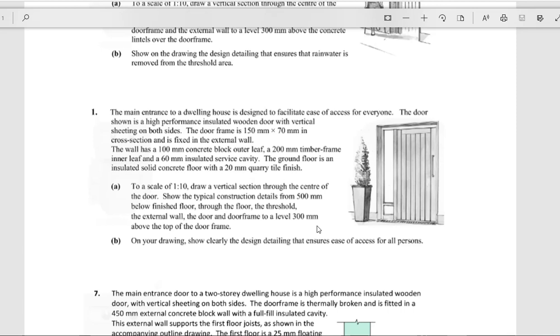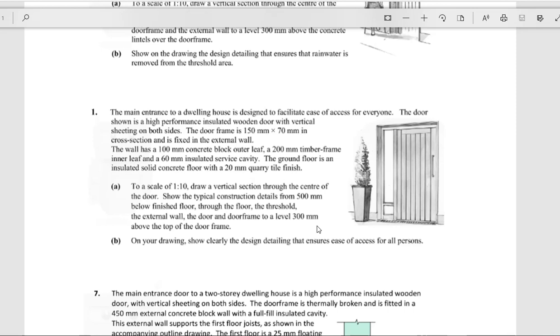Now the ground floor is an insulated concrete or solid concrete floor with 20mm tiles. So in this question here, draw to a scale 1 to 10 a vertical section through the door showing typical design details from 500 below finished floor through the floor, threshold, external wall, door and door frame to 300 above the top of the door frame. So on your drawing, show clearly design detail to ensure easy access for all users.